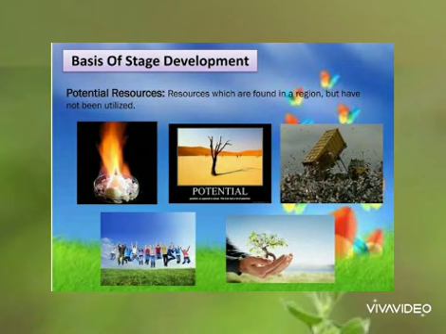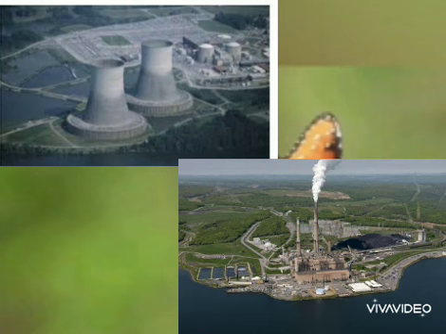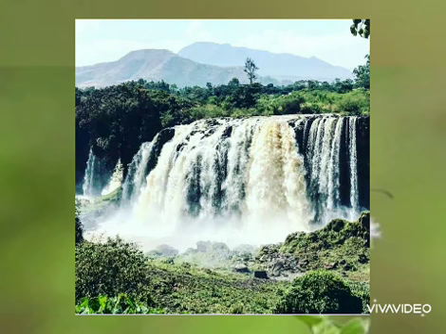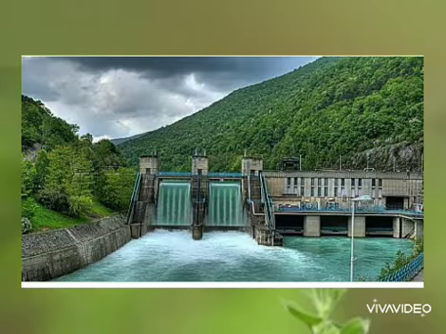And these are the resources whose actual quantity and quality are not known. For example, places like Siberia and Antarctica are supposed to have bulk of potential mineral resources. Similarly, Africa has a huge potential of hydropower generation because of the presence of waterfalls. Waterfalls are the potential resource. But if we use this water to generate electricity, then this water becomes actual resource.